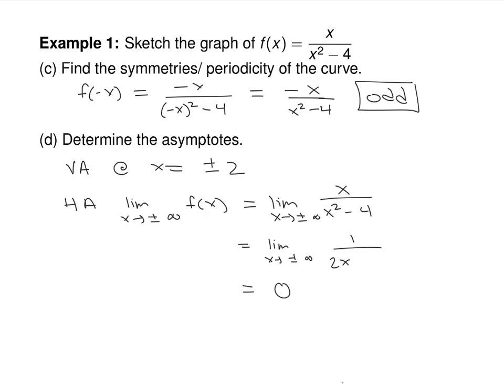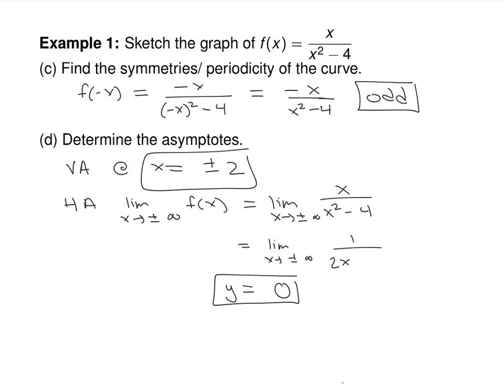When you have positive infinity, it's going to go to 0 from positive. And as you have negative infinity, that numerator would have been negative. Does that make sense? But the denominator is positive. So y equals 0 is the horizontal asymptote. And you approach it from both sides.